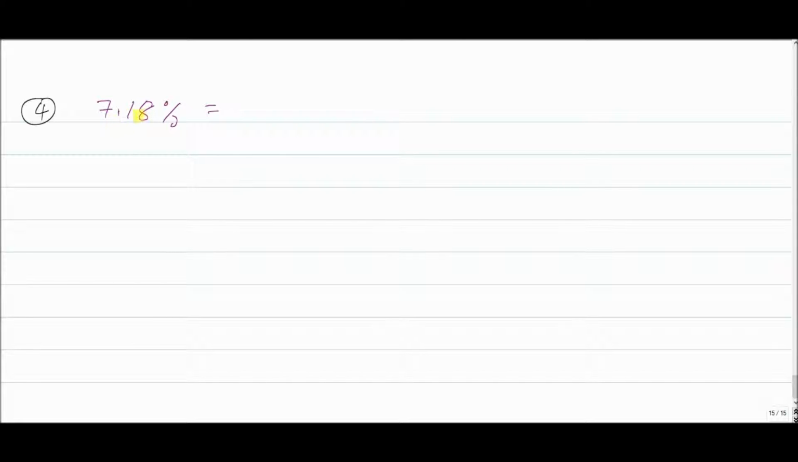Number 4, we have 7.18%, and this would be what? 7.18 over 100, which is the same as 7.18 divided by 100. I need to move 2 things to the right of the decimal point. I have only 1 here, so I will add another digit, and I will move these 2 things now to the right of the point. So these 2 things will go to the right of the point.